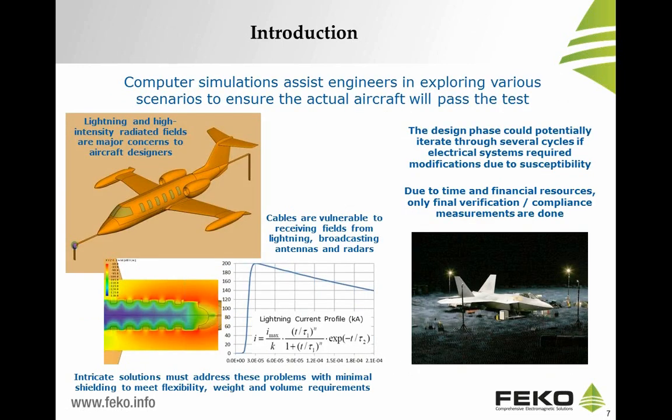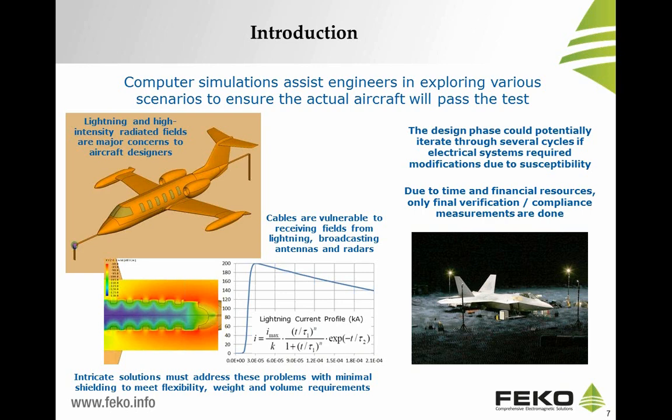Just as an alternative example, where we can clearly see that computer simulations will assist engineers in exploring different scenarios, is an aircraft. Lightning and high-intensity radiated fields are major concerns to aircraft designers, as cables are vulnerable to receiving fields from these. The design phase could potentially iterate through several cycles if the electrical systems require modifications due to susceptibility, and typically one would only in the final verification step actually do measurements for compliance.